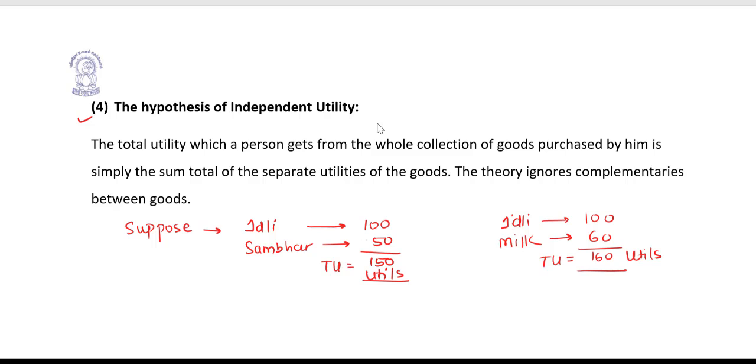Just give it a thought and read it over here. The total utility which a person gets from the whole collection of goods purchased by him is simply the sum total of separate utilities of the goods, and the theory ignores the complementarities between the goods, which is not correct, which could be challenged. Okay.